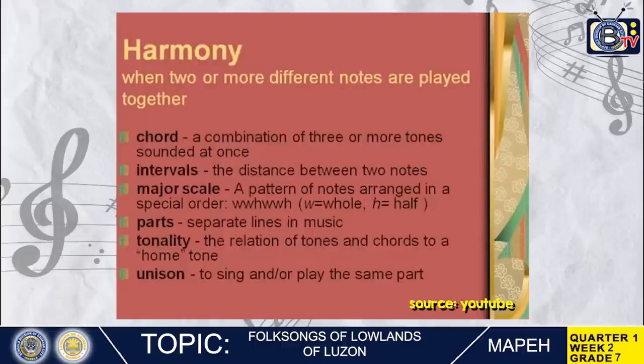Harmony is when 2 or more different notes are played together. Chord is a combination of 3 or more tones sounded at once. Intervals is the distance between 2 notes. Major scale is a pattern of notes arranged in a special order. Parts are separate lines in music. Tonality is the relation of tones and chords to a home tone. Unison is to sing and or play the same part.